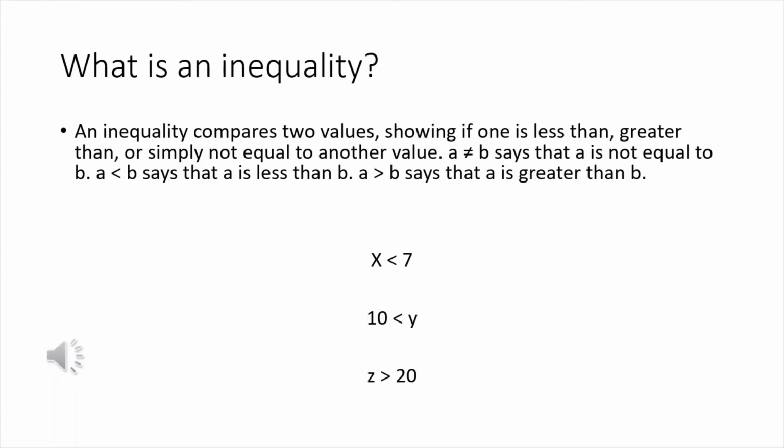The first one is saying X is less than 7. The middle one is saying 10 is less than Y, and then that bottom one says Z is greater than 20.